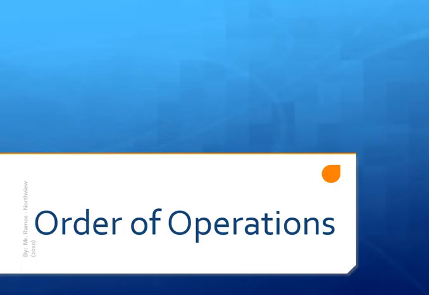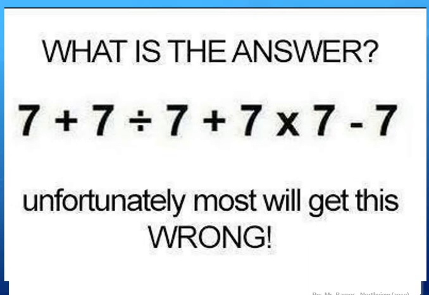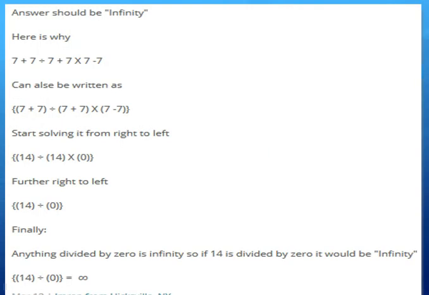Order of operations. So I came across this question online the other day, and I was interested to see how many incorrect answers were actually posted. So 7 plus 7 divided by 7 plus 7 times 7 minus 7 seems easy enough. Here are some responses that I found.